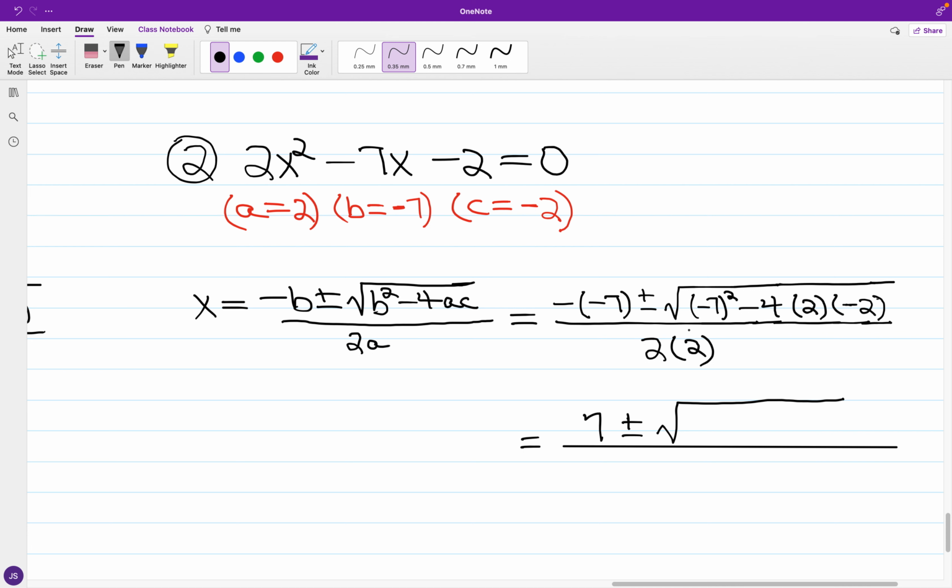Now in your calculator, if you're squaring a negative value, remember to put the negative term inside parentheses. If I do not use parentheses, I would get a negative 49. But if you use parentheses around negative 7 and then square, we get the right amount, which is 49. Now for negative 4AC, we have negative 4 times 2 is negative 8, and this time negative 8 times negative 2 is going to be a positive 16. And we have 2 times 2 is 4.